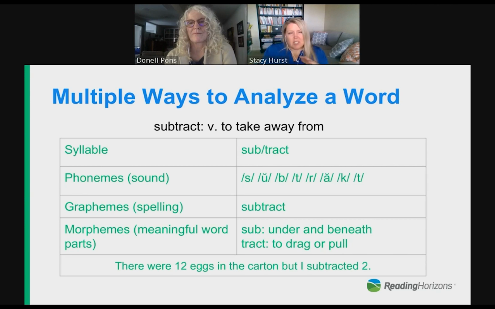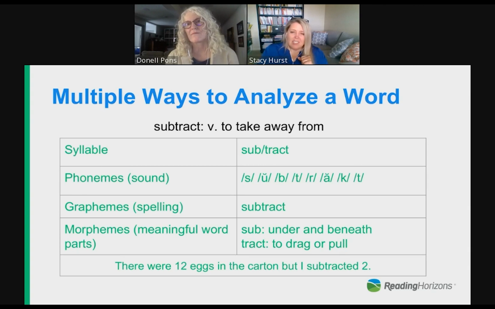So sub just kind of means under or beneath, but tract means to drag or to pull. So how many of you have seen a tractor, right? We'd say that a tractor drags, pulls. That's what we do. If we're detracting from something, we're pulling, we're taking away that pull from something. So if we're subtracting, we are taking away from. We're dragging or pulling something away from something else.